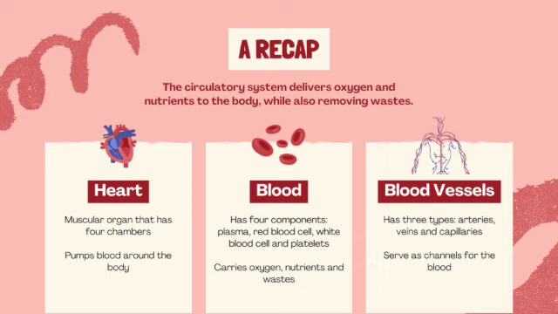A recap. The circulatory system delivers oxygen and nutrients to the body, while also removing wastes. The heart is a muscular organ that has 4 chambers. The heart pumps blood around the body. The blood has 4 components, namely plasma, red blood cell, white blood cell, and platelets. The blood carries oxygen, nutrients and wastes. The 3 types of blood vessels are arteries, veins, and capillaries. Blood vessels serve as channels for the blood.